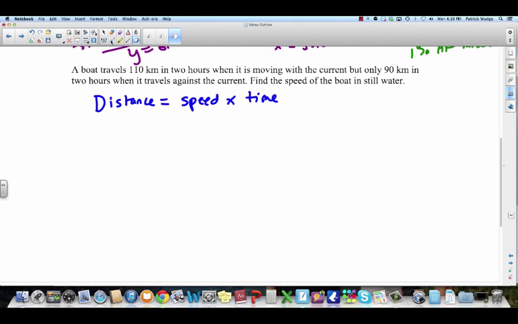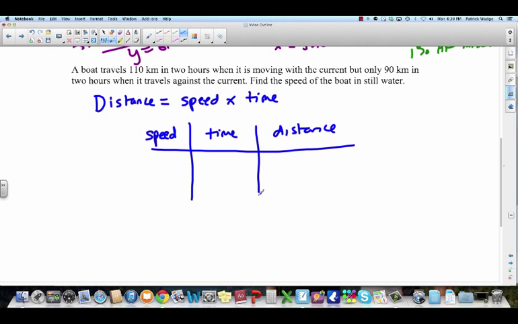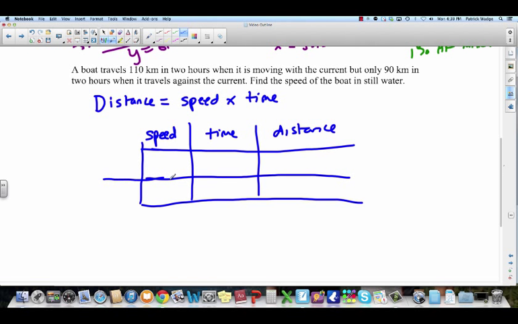So what you're going to do is make a little table. And you're going to put speed, you're going to put time, and you're going to put distance. This is always going to be the case with these questions where you have things moving or comparing their distances and stuff like that. And we're going to write in the table what we know about the speed and the time and the distance. And what are we talking about here? It says a boat travels 110 kilometers in 2 hours when it's moving with the current, but only 90 kilometers in 2 hours when it travels against the current. Find the speed of the boat in still water. In other words, if there was no current at all, how fast would the boat be going?